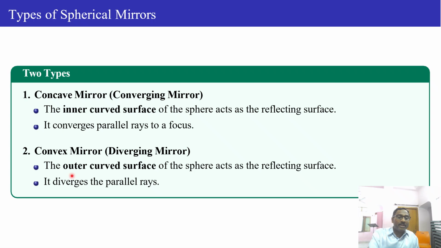This convex mirror has another name, diverging mirror. So it diverges the parallel rays. Whenever a ray comes and falls on the mirror, it reflects away from the focus, away from the principal axis. What is the principal axis?